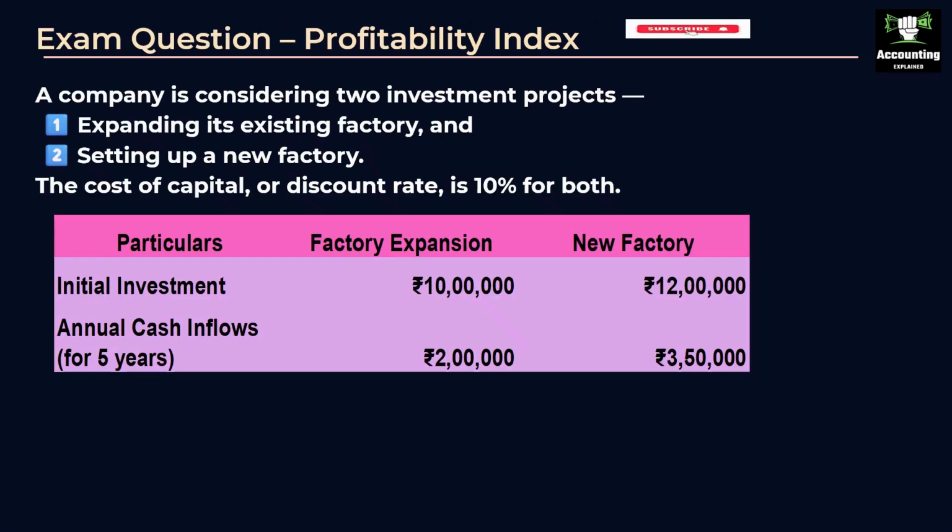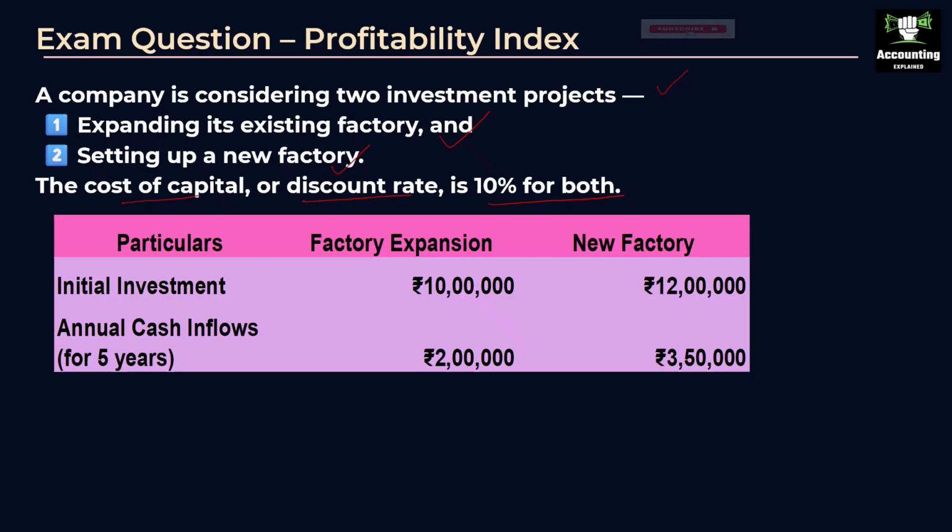Now that we know the concept, let's move on to an exam question to see how it works in practice. A company is considering two investment projects, expanding its existing factory and setting up a new factory. It wants to see which one is profitable. The cost of capital or the discount rate is 10% for both the scenarios.